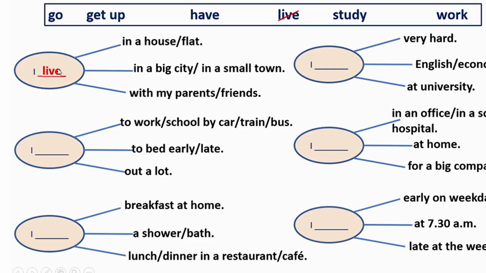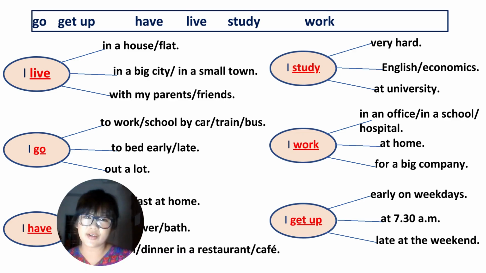We can say, I live in a house, I live in a flat, I live in a big city, I live in a small town, I live with my parents, I live with my friends. So please check the phrases here and then choose the correct verb from the box. Okay, let's check your answer here.